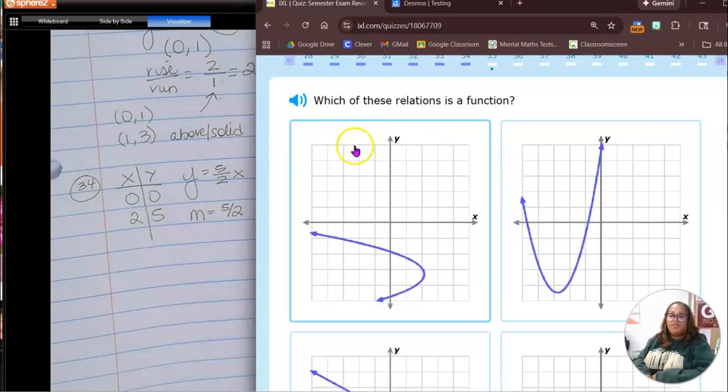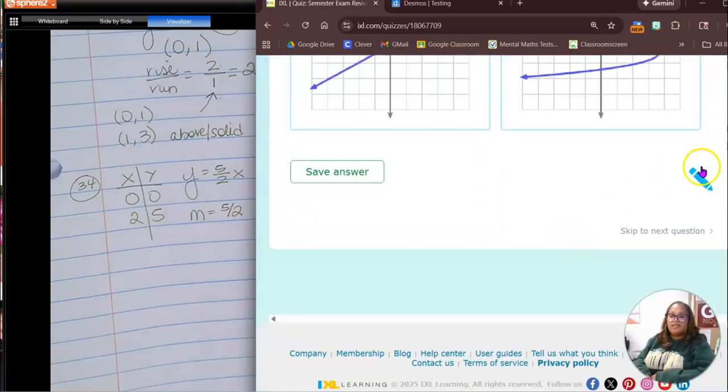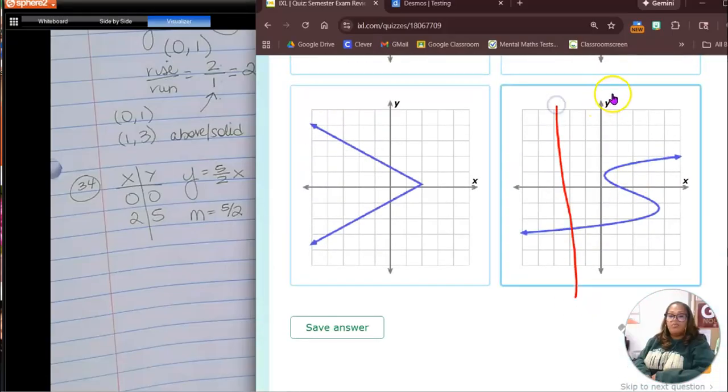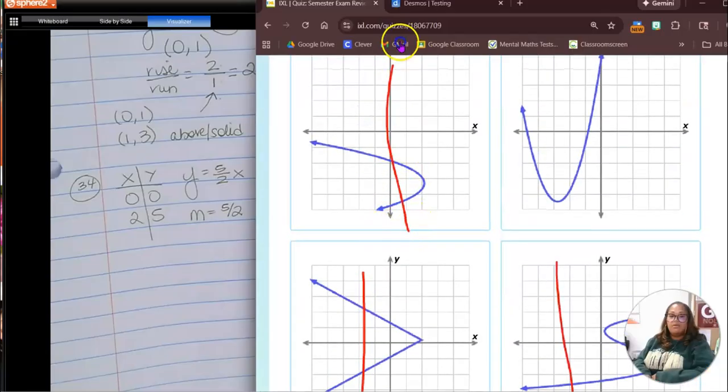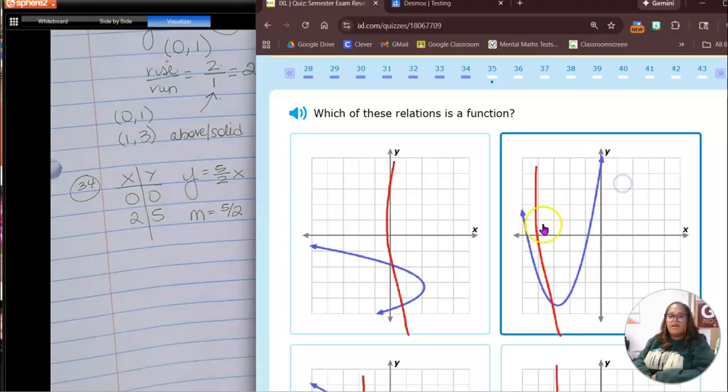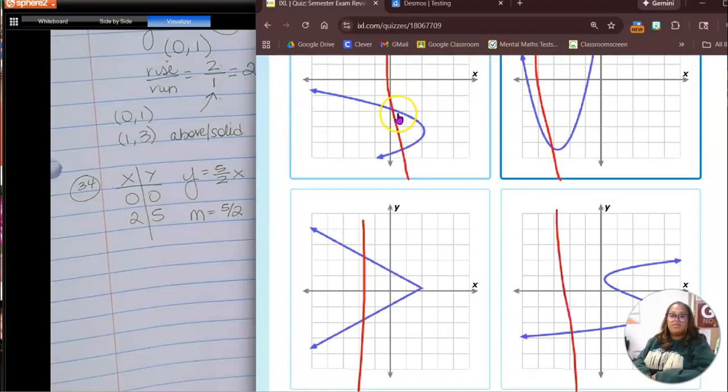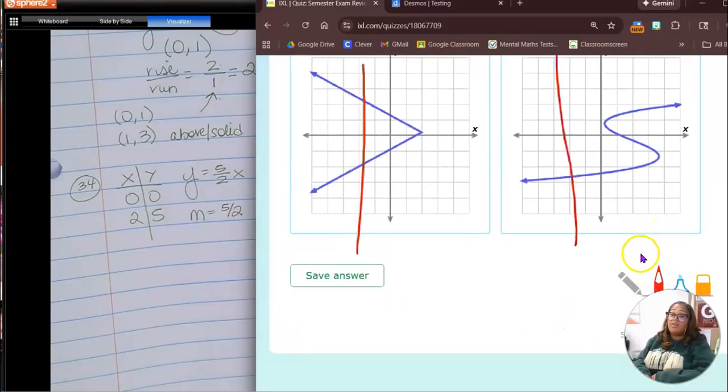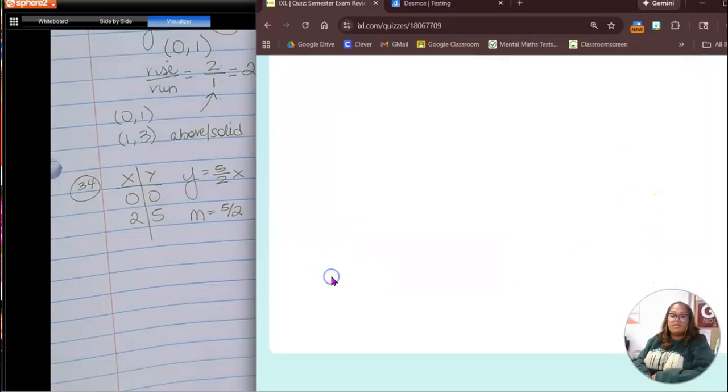Question 35, another function, vertical line test. Which one only crosses through my vertical line once? It's going to be this guy, because that passes twice, once, twice, once, twice, once. Ooh, I need to draw another vertical line. There it goes, twice. Save.